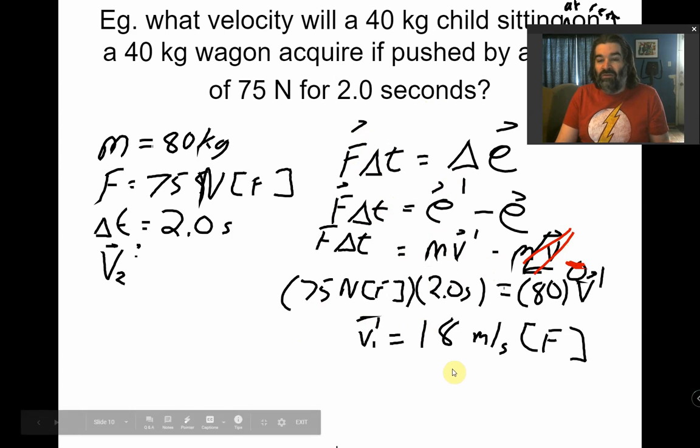All right. If I ask you just to solve for the impulse, you can either solve for this or you can solve for that. They're both the impulse, depending on what I give you.